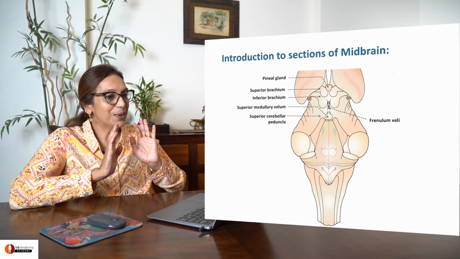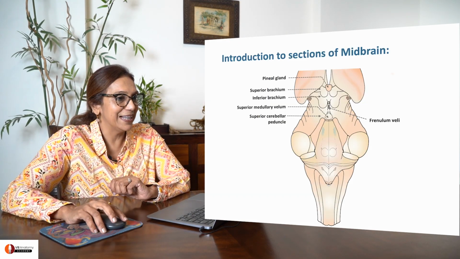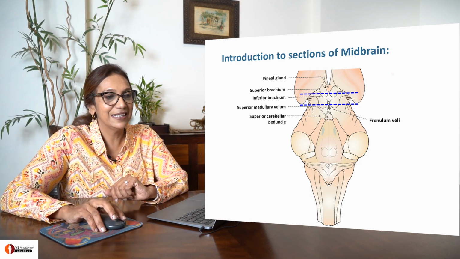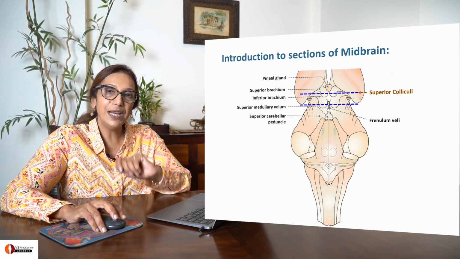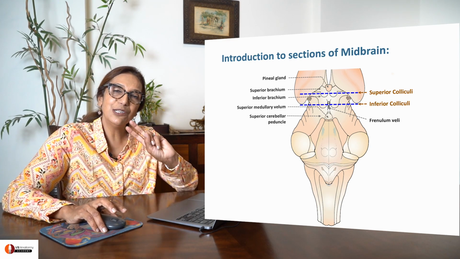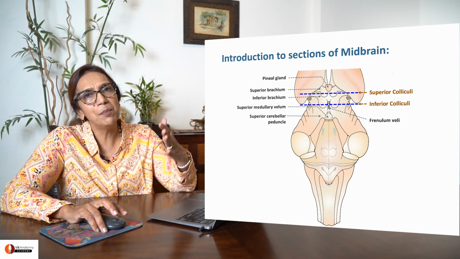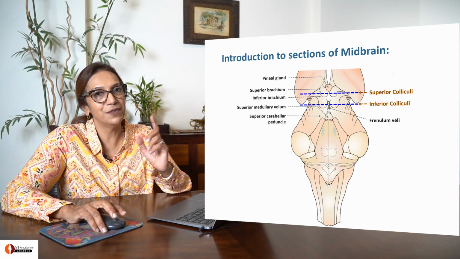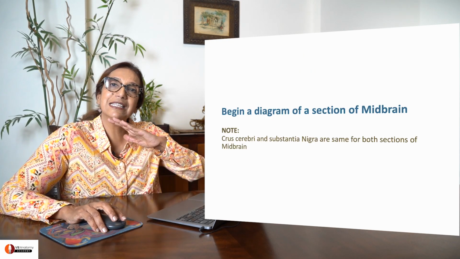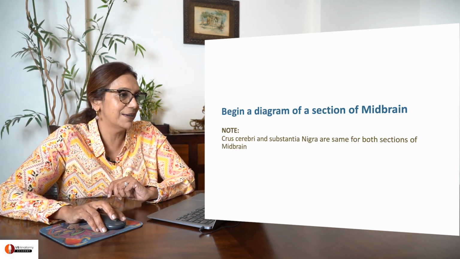Okay. So now you're looking at the brainstem from posteriorly. You can cut the brainstem at two levels. One is the level of superior colliculi, one is a section through the inferior colliculi. Through these two sections, you can understand much of the functioning of the midbrain. Okay, so today we are going to take just a section of midbrain and understand it.